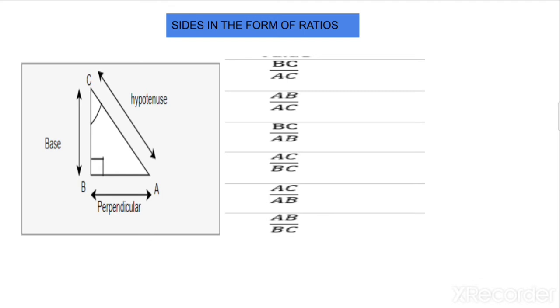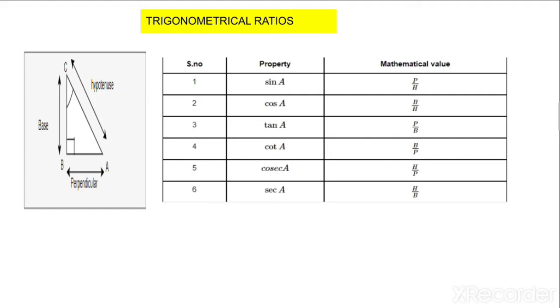So let us know which ratio is called which value. If I take angle A into consideration, in that case, sine value will be perpendicular by hypotenuse, cos value is base by hypotenuse, tan value is perpendicular by base, cot value is base by perpendicular, cosec is hypotenuse by perpendicular, and sec value is hypotenuse by base. These are the 6 different names given to the 6 different ratios of a right angle triangle.